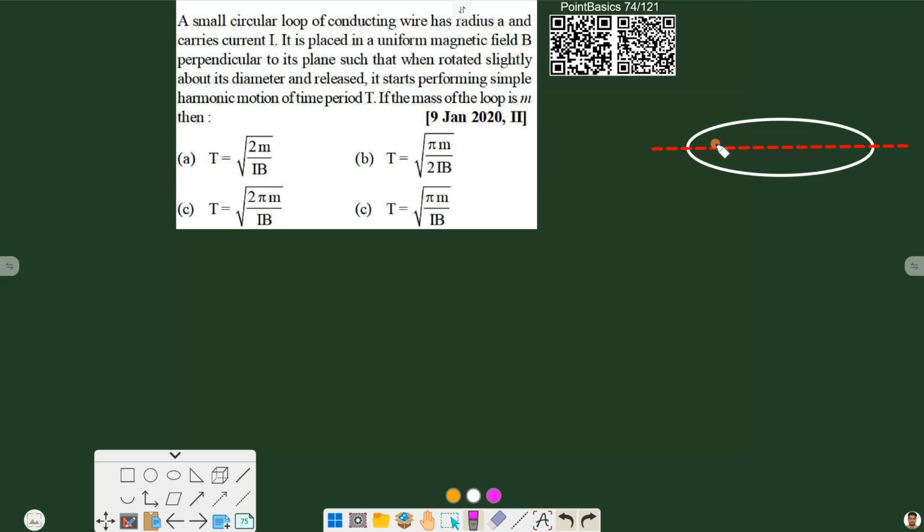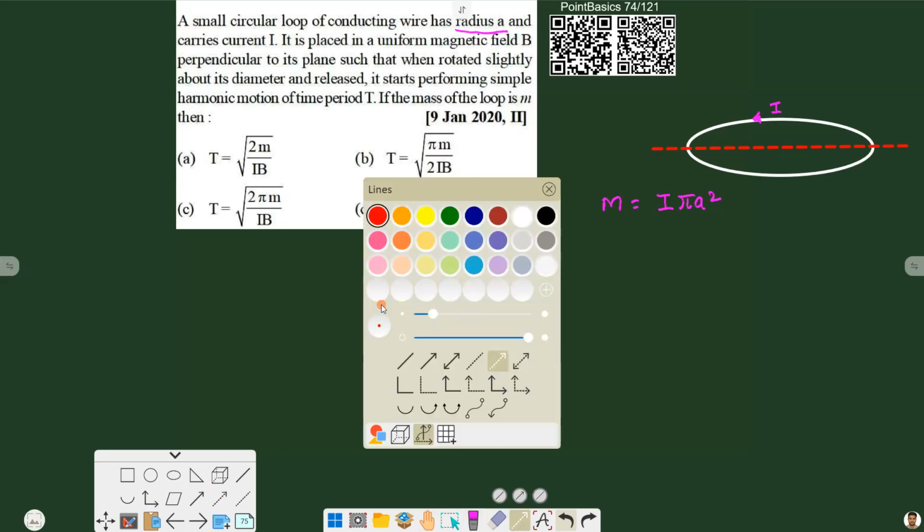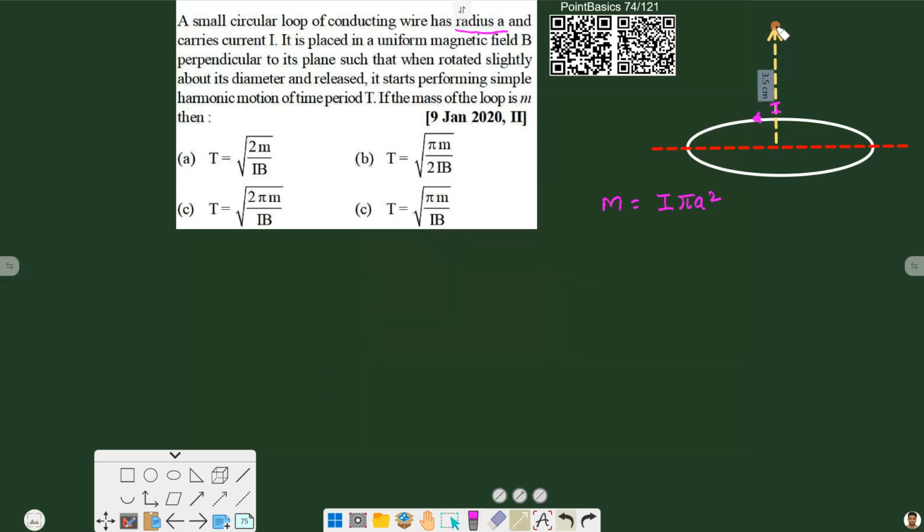Now we know that the magnetic moment of this loop, as it has some current, suppose the value of current is I, will be current times area. So I times the area, which is pi a square, where a is its radius, as mentioned in the question. Now we know that the direction of the magnetic dipole moment, according to the right hand screw rule, in this case will be upward. This will be the direction of M, the magnetic dipole moment.